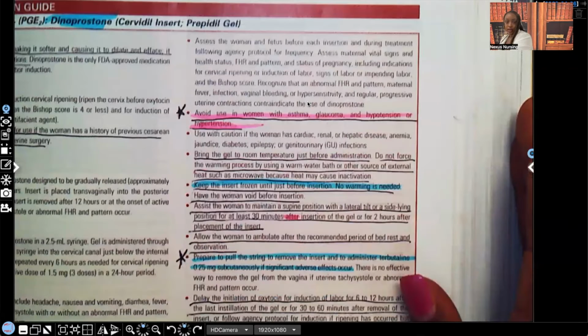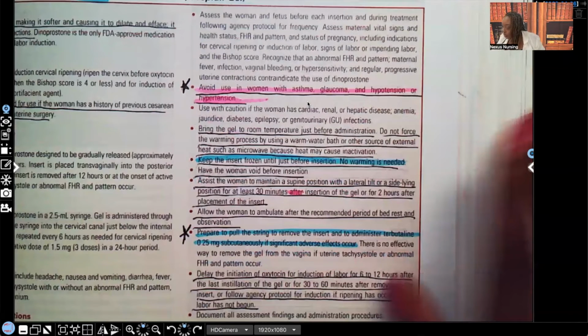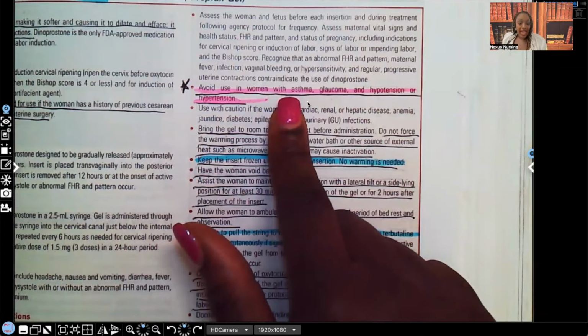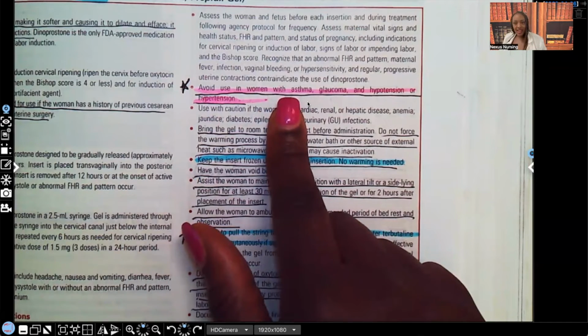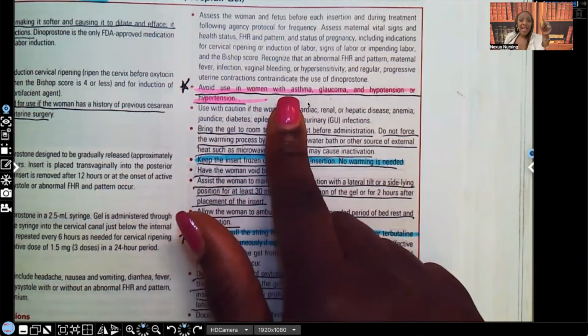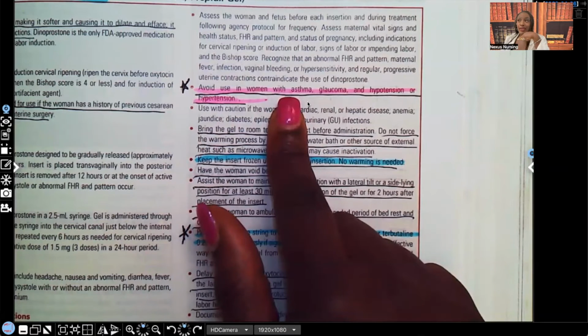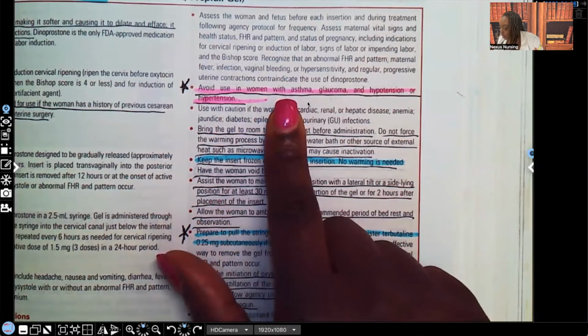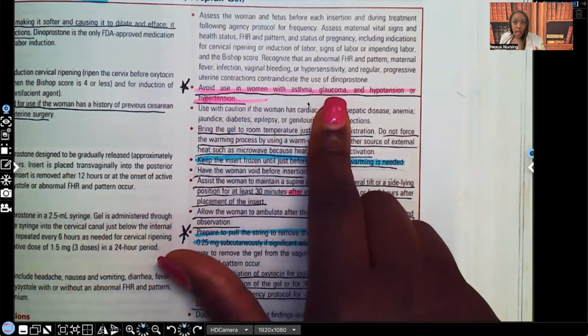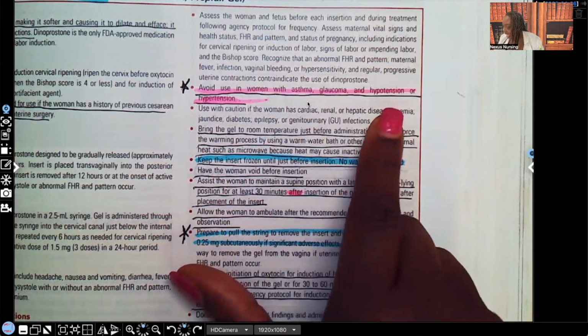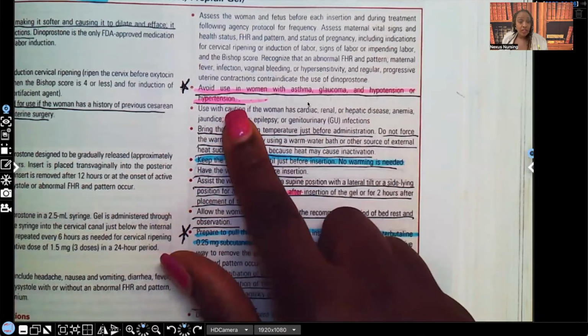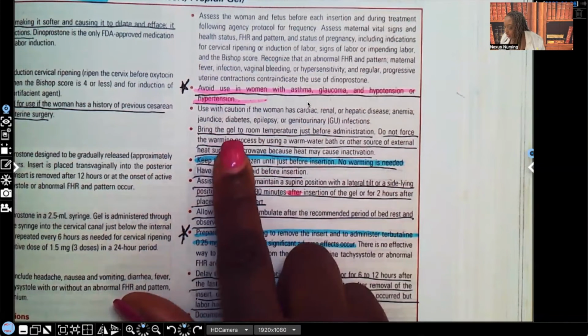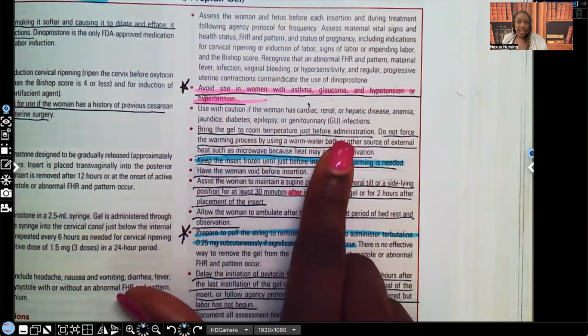Again, look at this, guys. Avoid use in women with asthma. I wish I had a pen here. I never have a pen when I'm teaching you guys. Matter of fact, asthma is seen often on nursing tests. That's an example they use a lot, the asthma, okay? Avoid use in women with asthma. Glaucoma, what's glaucoma? That's that increased pressure in the eye, right? Hypotension or hypertension. Bring the gel to room temperature just before administering.